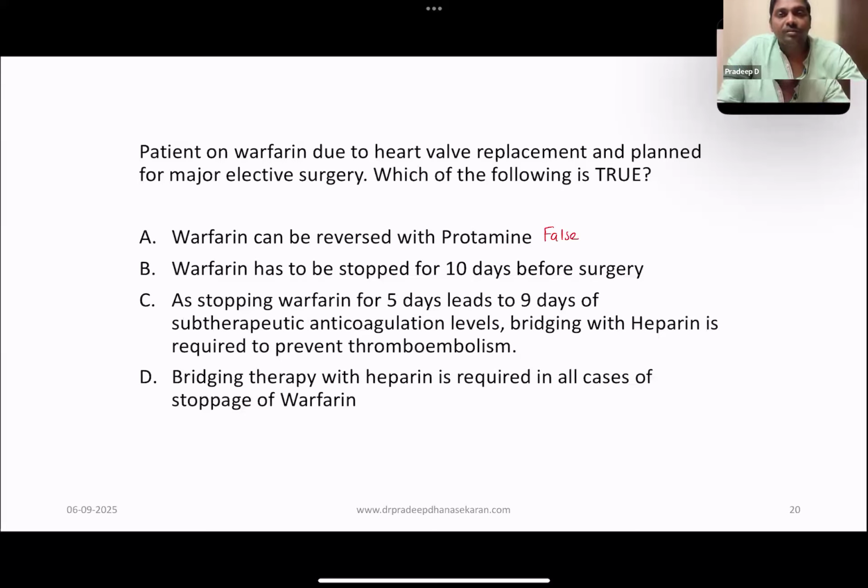Warfarin to be stopped for 10 days before surgery. The ideal thing is 5 days. In a replacement heart valve patient, you cannot stop the drug. So that is also a false statement. As stopping warfarin for 5 days leads to 9 days of subtherapeutic anticoagulation levels. Bridging with heparin is required to prevent thromboembolism. That is a true statement.